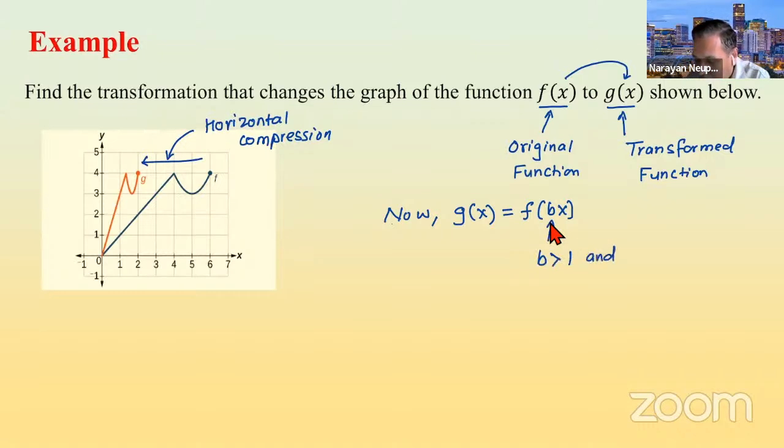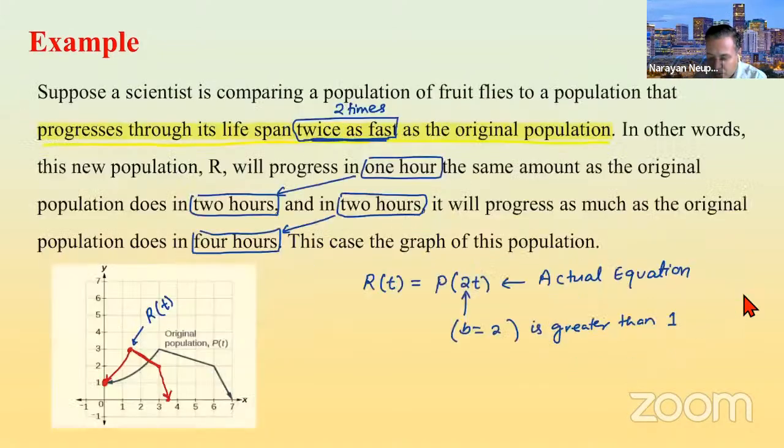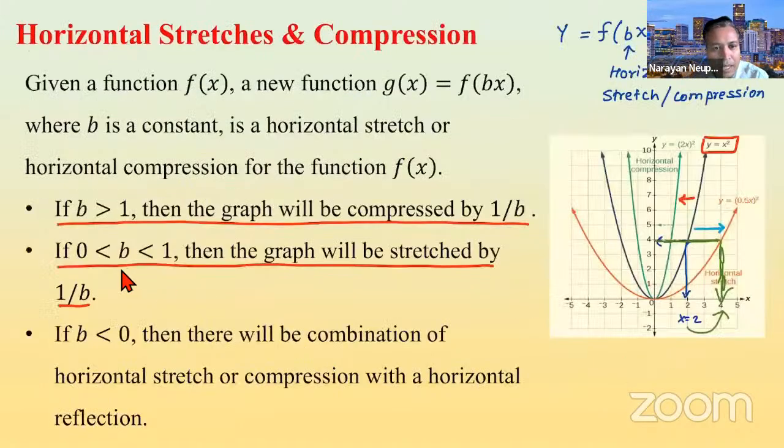And the compression factor is 1 over b. B must be greater than 1, and the compression factor is 1 over b. What I mean by that, if you go back and look at your original slide, if we compress, b must be greater than 1, and it is compressed by the factor 1 over b.